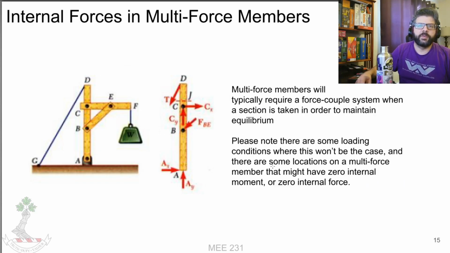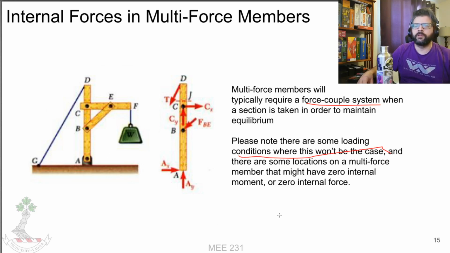If we have multi-force members, typically speaking you need a force couple system when you're taking a slice. You need a force couple system. You're generally going to end up with some combination of axial and shear and a moment in order to maintain your equilibrium. I will point out there are some loading conditions where this won't be the case.